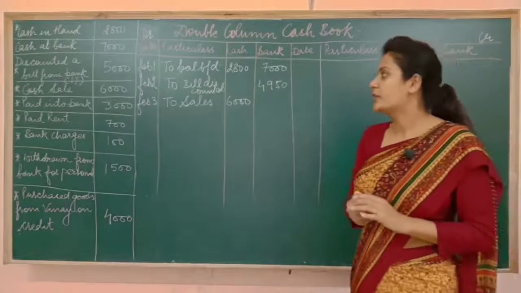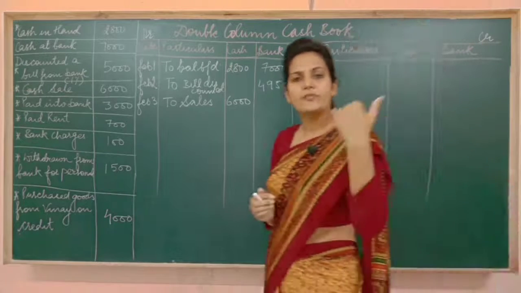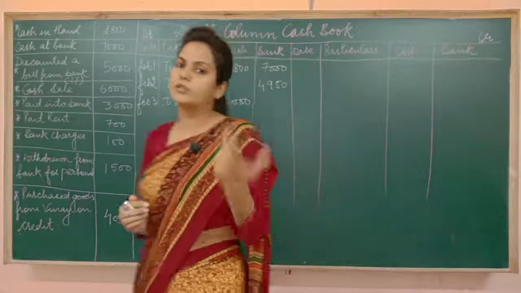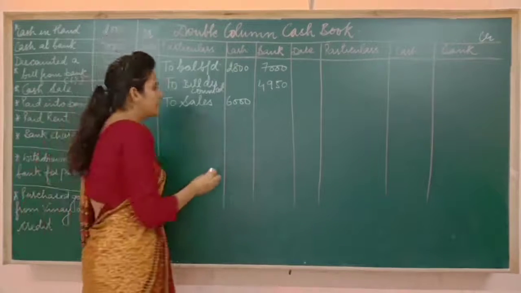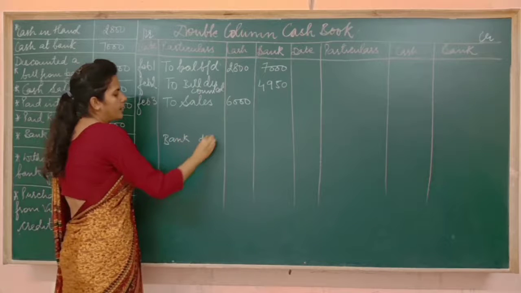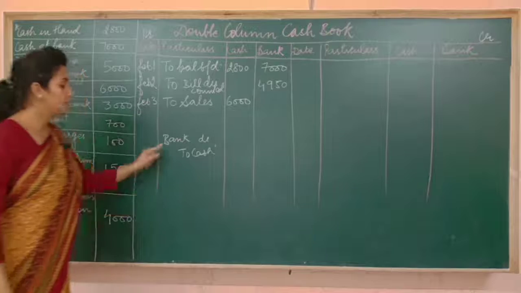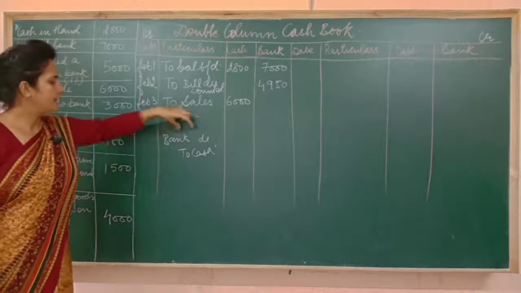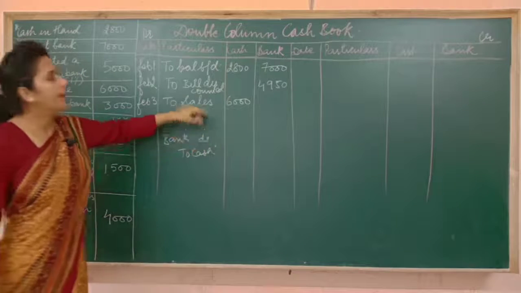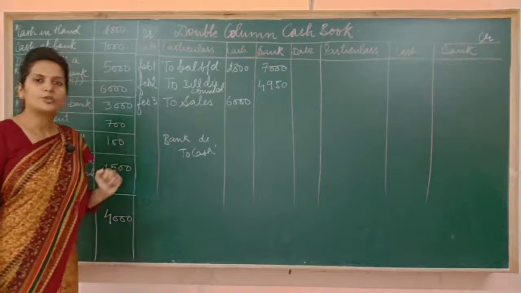Next is paid into bank. This entry I will write once. Paid into bank means you have deposited money into the bank. So what is going to be the entry? Check. The entry is going to be bank account debited to cash. Now this is a contra entry. Here bank is debited, cash is credited, and I am making cash and bank both the columns. So I need to check both the aspects.